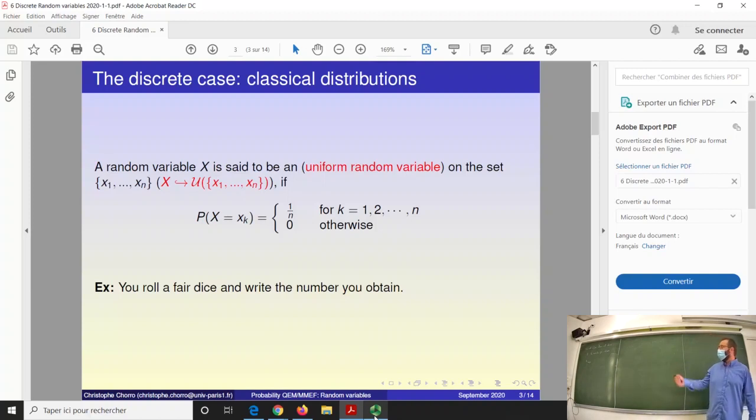So in the case of rolling a dice, yes, it's a uniform distribution on the set 1, 2, 3, 4, 5, 6. The probability of each number to occur is equal to 1 over 6. It's the case of a fair dice. So it's uniform on the set 1, 2, 3, 4, 5, 6.